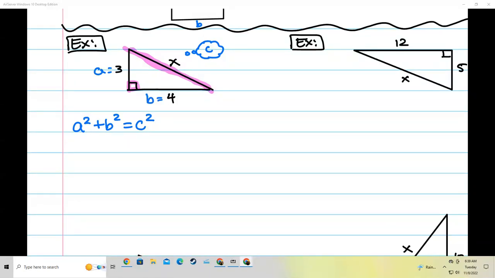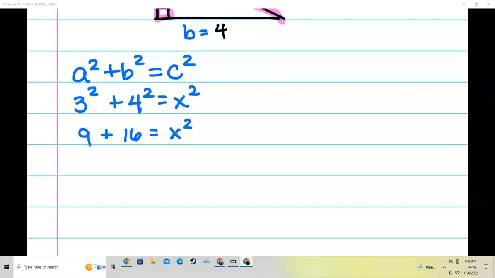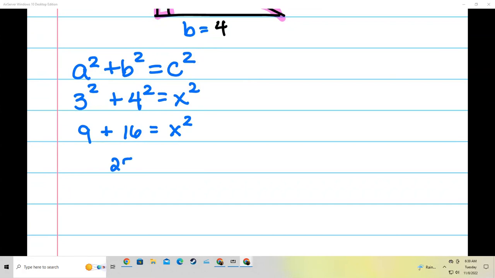So I'm going to use my formula and write 3 squared plus my b is 4, so 4 squared, equals, and in this case my c is going to be x squared. Let's go ahead and calculate this. I get 3 squared, which is 9, plus 4 squared, which is 16, is equal to x squared. 9 plus 16, I'm going to get 25, is equal to x squared.